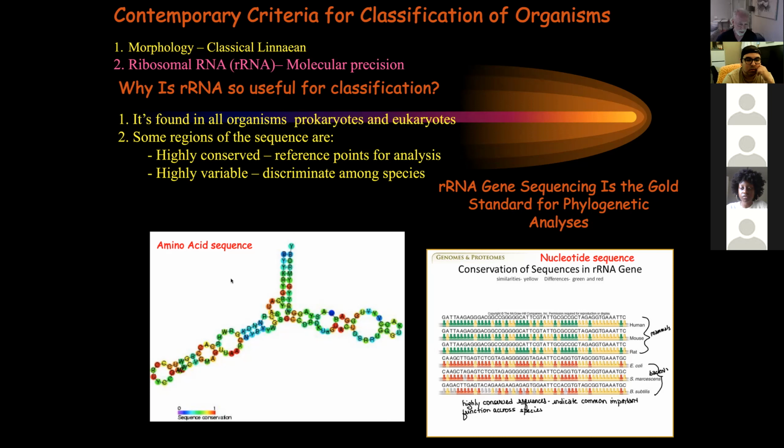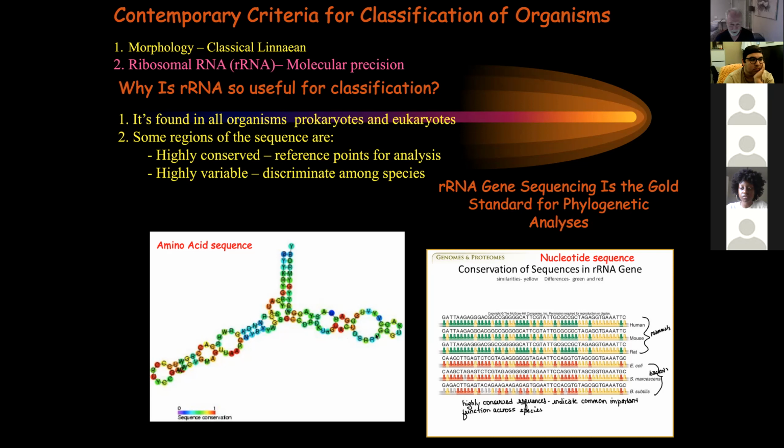And you can see that in the lower left here. This is the structure of a ribosomal RNA molecule. And you can see that this is the sequence. You can see it's color coded. So the red ones are highly conserved. The blue ones are not conserved at all. And you can see that both are distributed throughout.